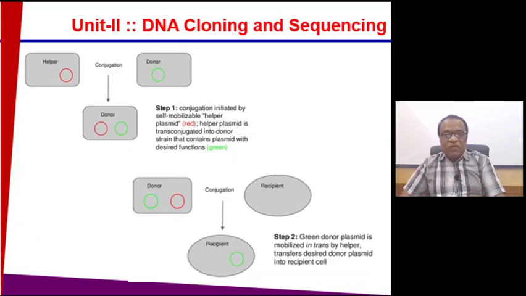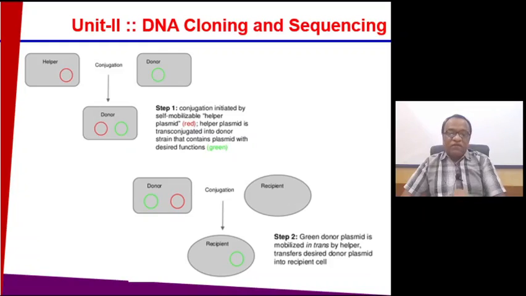Right? So if you just carefully go through this illustration, there are two steps, step 1 and step 2. Step 1 is about conjugation initiated by the self-mobilizable helper plasmid, and step 2 is about the donor plasmid. Now, subsequently, this plasmid present in the donor bacterium promotes the mobilization of both itself and the binary vector into Agrobacterium tumefaciens.